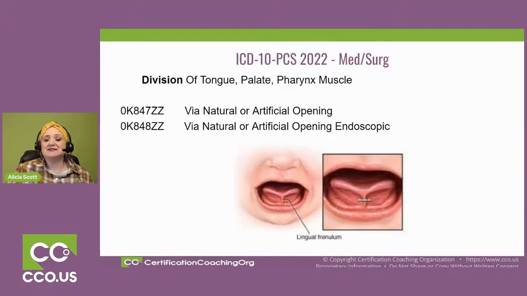Then we have another division of tongue, palate, pharynx, or pharynx muscle, and this is going to be via natural or artificial opening. But one of the divisions of the tongue, they go in, and you remember how they clip the tongue on babies. None of my children had to have that done, but one of my grandbabies had to have that done, I remember. So that's 0 8 8 OK847 ZZ.